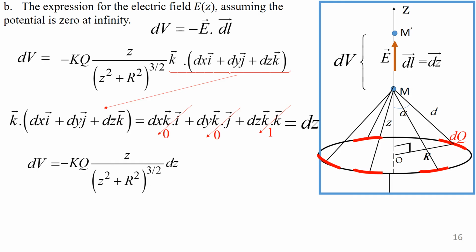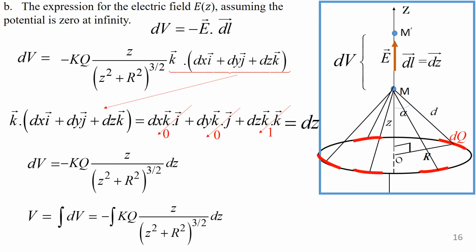Now V is the integral of dV. Look at here now. The dz is our differential element of the integral. You see that here z is not constant anymore now, so we cannot take it out of the integral. What we can take out of the integral is kq only. So here we have an integral to perform.